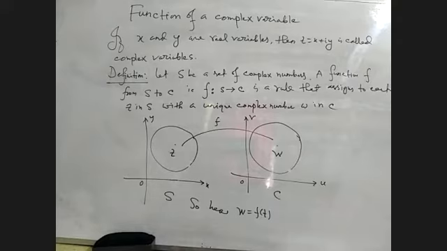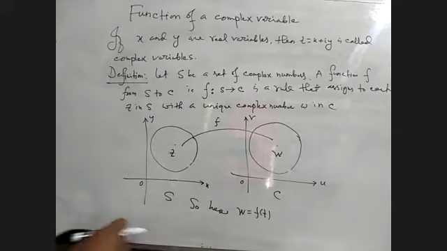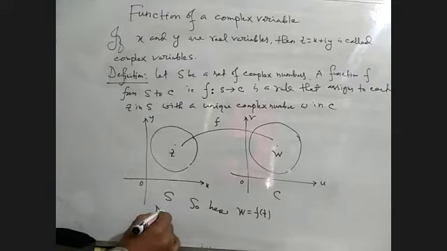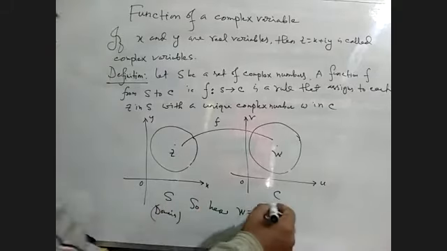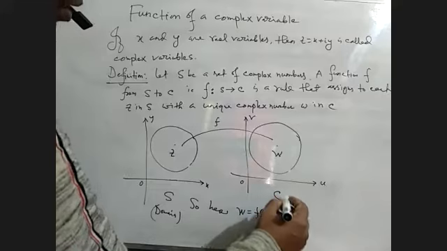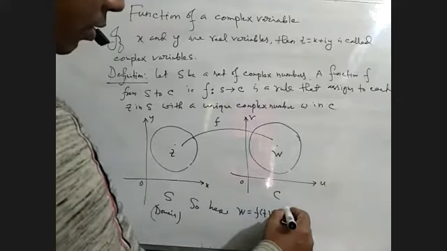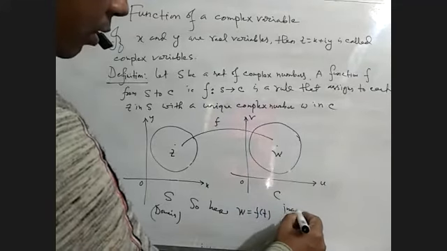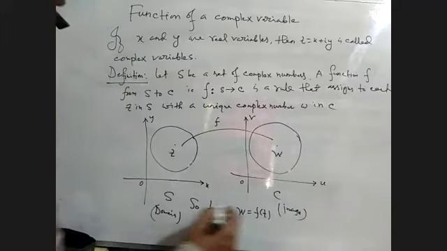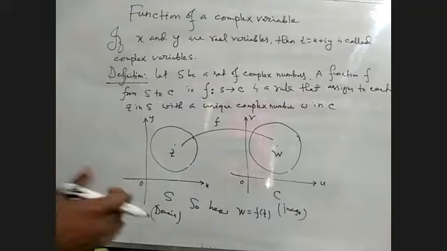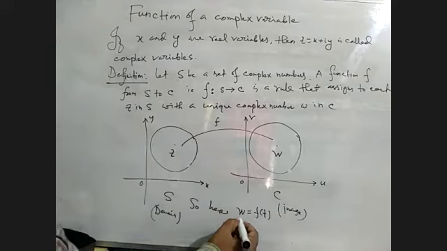S is called the domain of the function f. This S is called the domain of the function, and this C is called the image or range. So this mapping can be denoted by W equals f of Z.